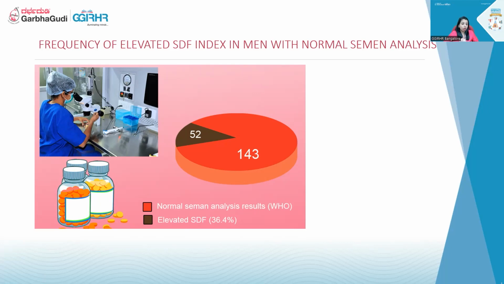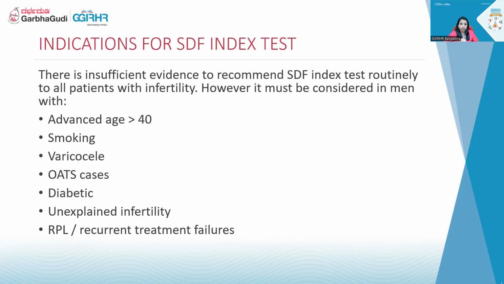So if you take normal semen analysis patients, almost about 36% of men with a normal semen analysis do have this elevated DNA fragmentation index, indicating that that could be the reason for their infertility, and those are not the ideal candidates for IUI treatment. So does that mean that all men, even if the semen analysis is normal, should undergo a routine DNA fragmentation index test? No, the current consensus is that there is insufficient evidence to recommend these tests on a routine basis.